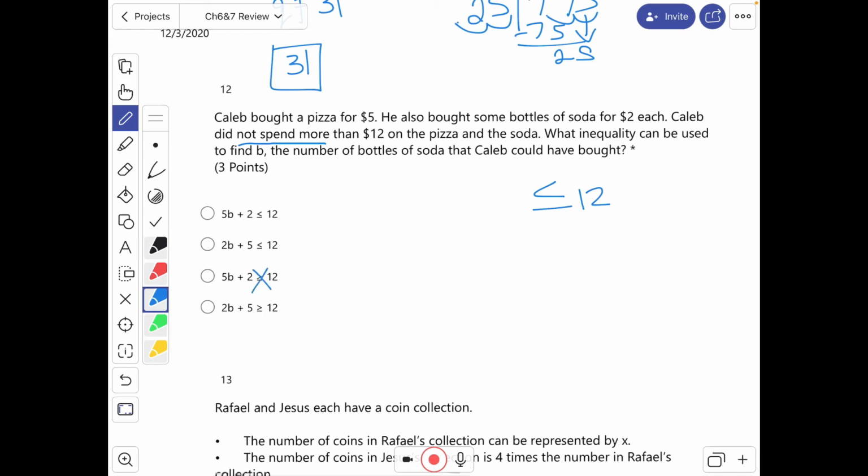So first of all, we can go through and mark out all the symbols that don't have that. Then he says he buys a pizza for $5. He also, which is a key word for add, buys bottles of soda for $2 each. Each is our multiplying word. So 2 times, and they used B. So 2 times B for bottles. Which equation does that match?